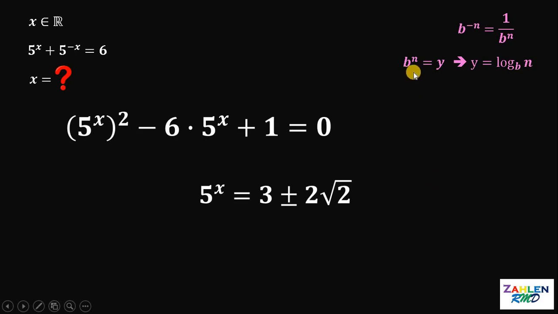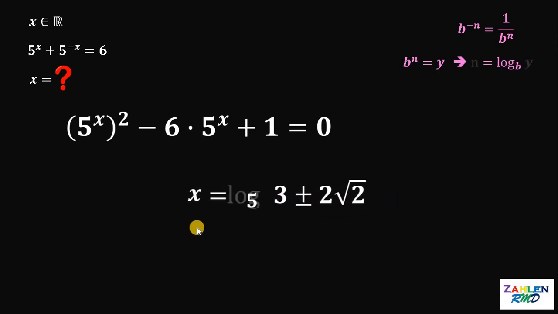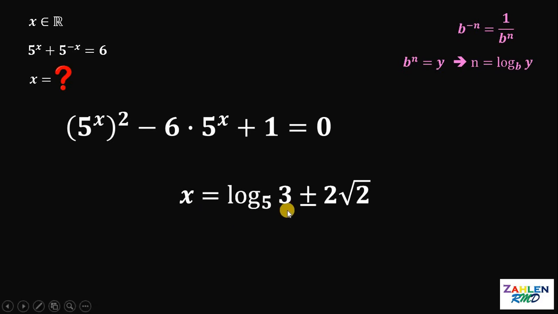So if we have b raised to n equals y, it is equivalent to n equals logarithm of y to the base of b. Therefore, 5 raised to x equals 3 plus or minus 2 square root of 2 can be written as x equals logarithm of 3 plus or minus 2 square root of 2, base 5. Now take note that 3 is greater than 2 square root of 2. Therefore, we have two possible values for x.